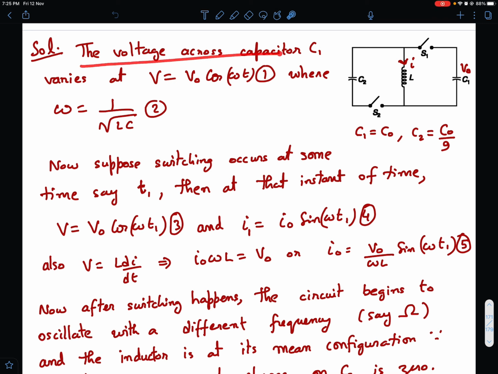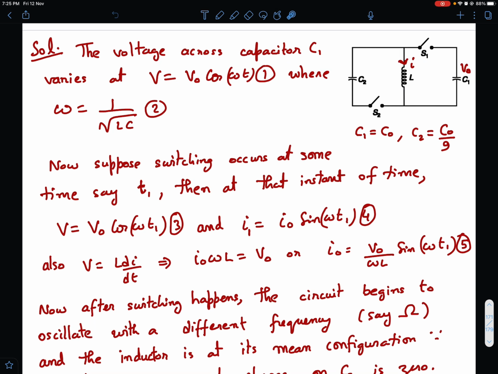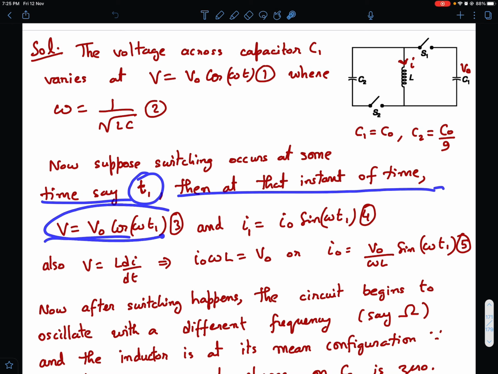Okay, so voltage across the capacitor C1 varies as V is equal to V naught cos omega t. As I told you, this is the extreme position because the inductor current is initially 0. So t equal to 0 is the extreme position of the simple harmonic motion kind of, okay, and where omega is 1 by root LC. This is standard knowledge. Okay, now suppose the switching occurs at some time, let us say t1. Then at that instant of time, V is equal to V naught cos omega t1.